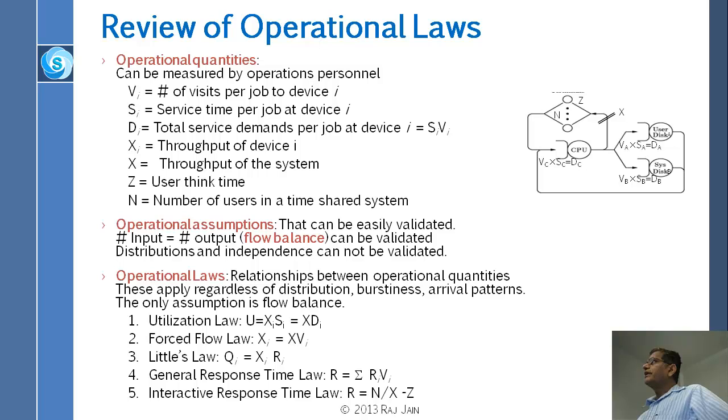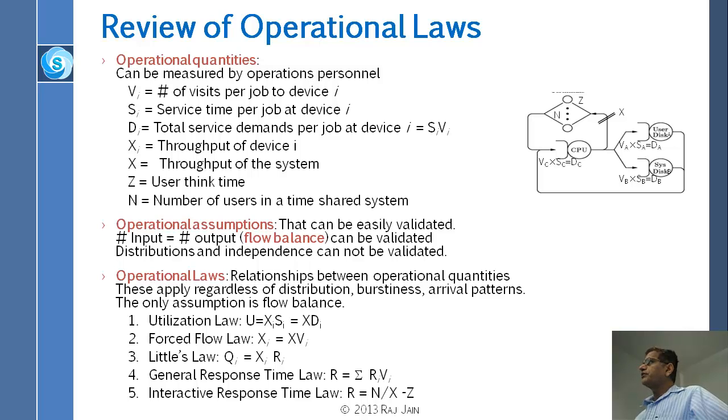And the only assumption we have made in any of these operational laws is job flow balance. Job flow balance means input equals output, which means nobody dies in the system. Very easy to remember. We are not assuming anything about the distributions, independence, nothing like that. All right, operational laws. There are 5 laws that we have learned so far. Utilization law, U equals X D. Forced flow law, X_i is equal to X times V_i.